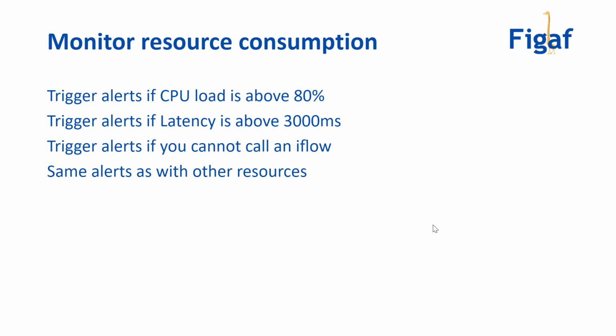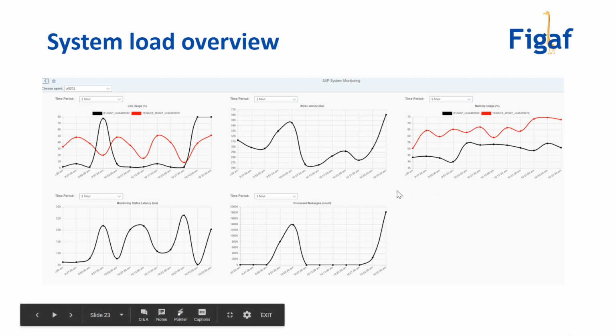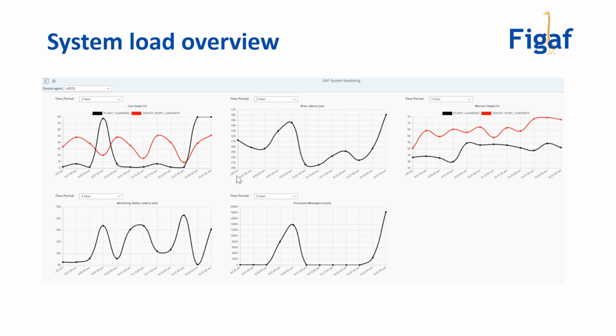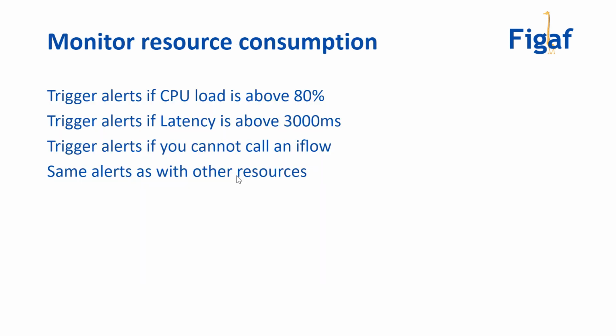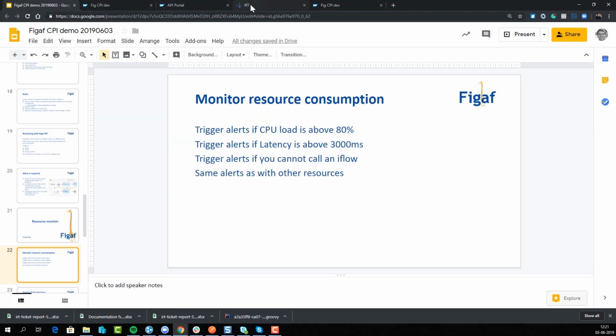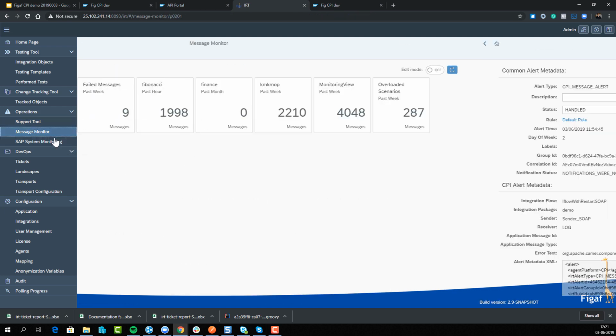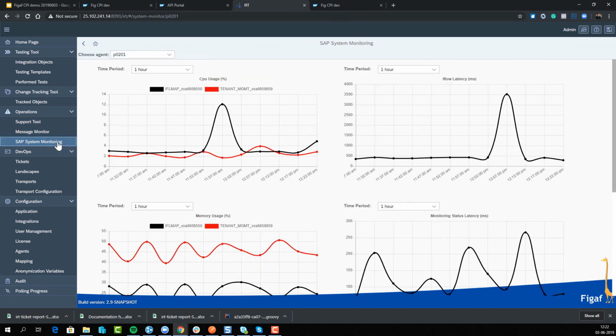If it's above something, you can then set up alerts, and what you'll get is some graph that shows how your CPIs are performing, and if any problems occur on these, you can be a bit more proactive about handling these instead of just waiting until the business calls and says, hey, our messages are taking too long to process.